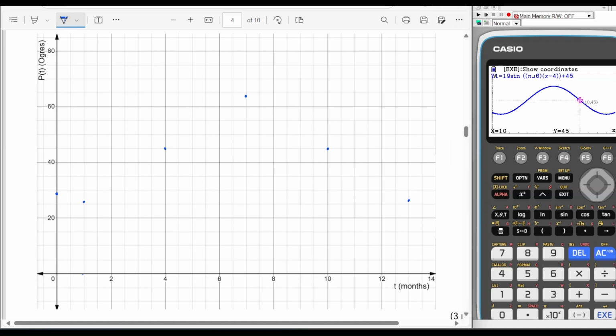So if you get a few dots on there, that should give you enough of a general shape to draw your sine graph. Try and make sure it's not too spiky. Make sure it's like a nice and smooth sine graph.